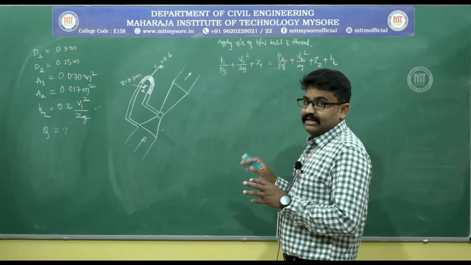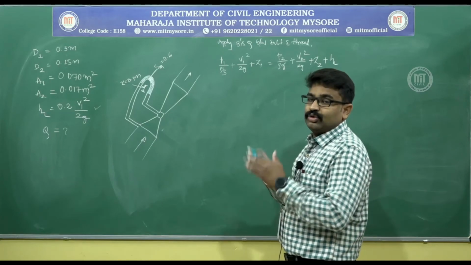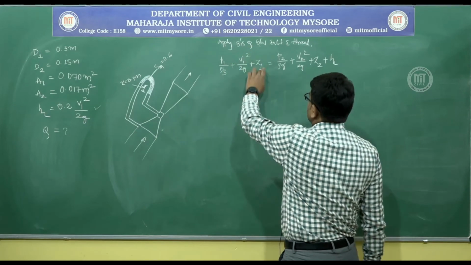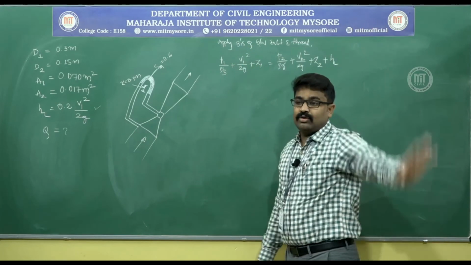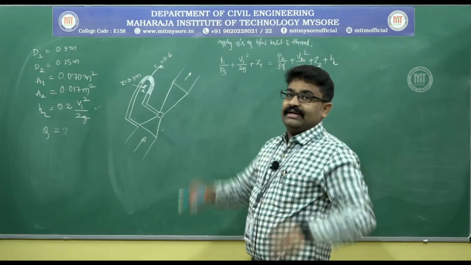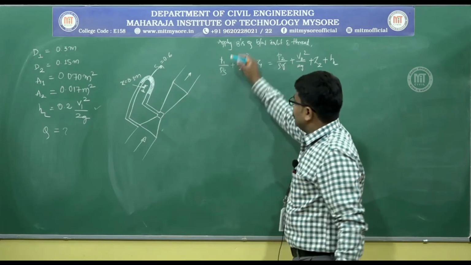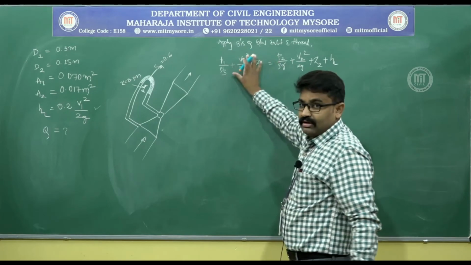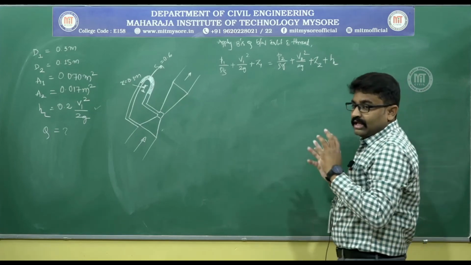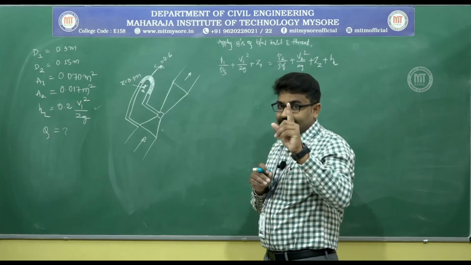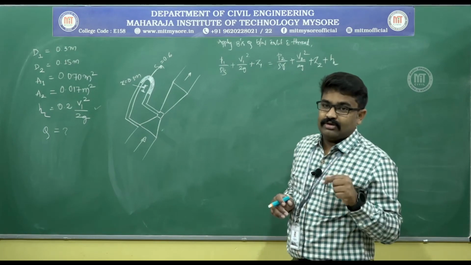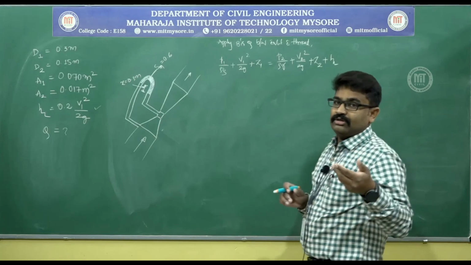Now once I write this, you can easily understand that there are so many things that are unknown. I do not know P1, I do not know V1, Z1, in fact nothing is known to me. So what I will have to do is find something that is known to me. If you observe here, P1 by rho g plus Z1 on the left hand side, P2 by rho g plus Z2 on right hand side. If you combine them, you can get H, because for an inclined venturi meter, H is P1 by rho g plus Z1 minus of P2 by rho g plus Z2.